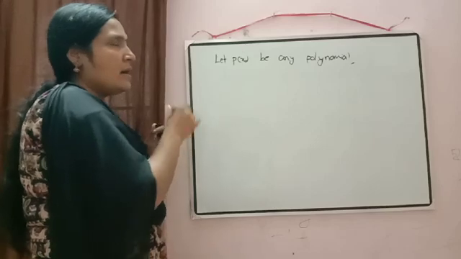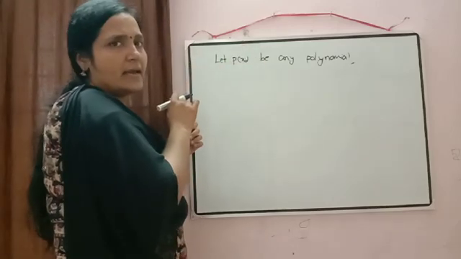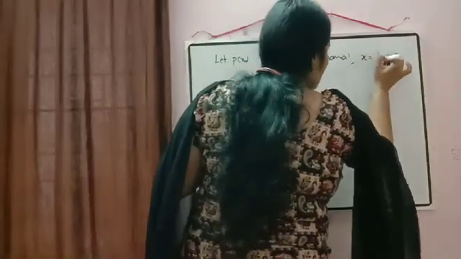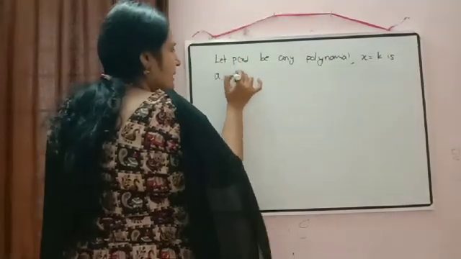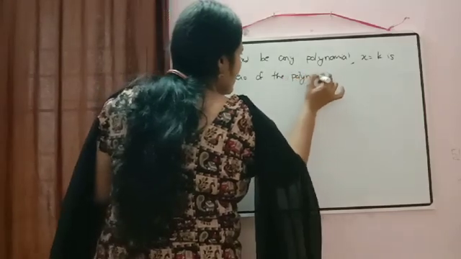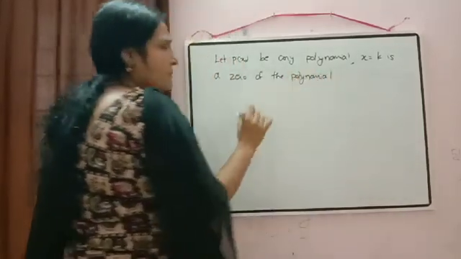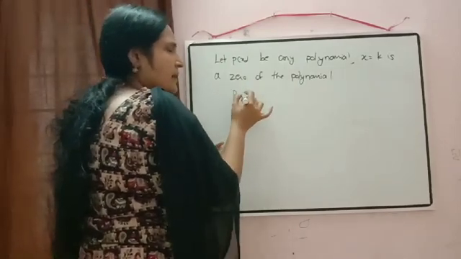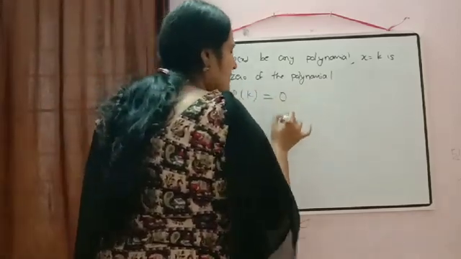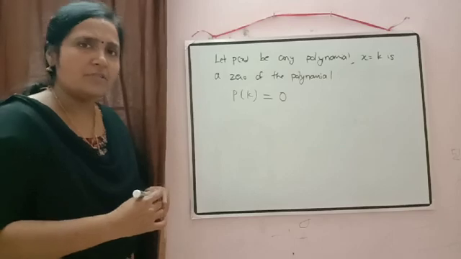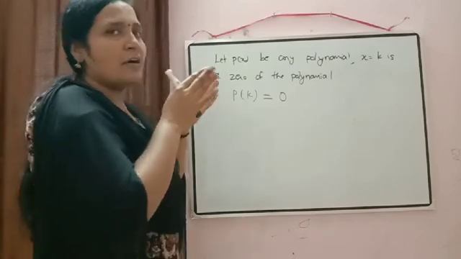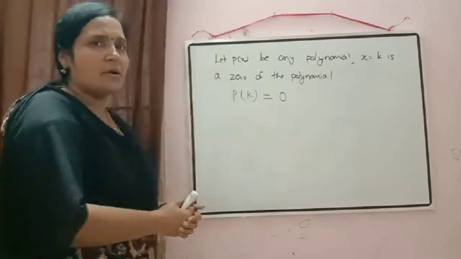So you can write down there the heading, 0 of a polynomial. Then write down: let p of x be any polynomial and x is equal to k is a 0 of the polynomial. 0 of the polynomial means, our polynomial will be in terms of x, so in place of x, if you substitute k, you will get the value of the polynomial equal to 0. That is the meaning of 0 of a polynomial: the particular value of x which makes the polynomial equal to 0.